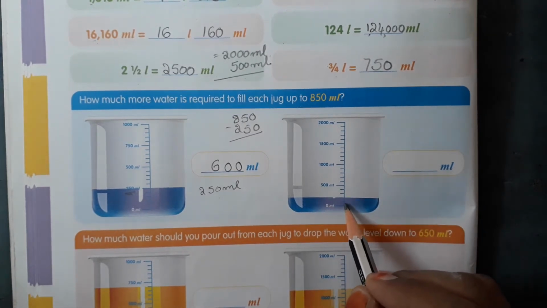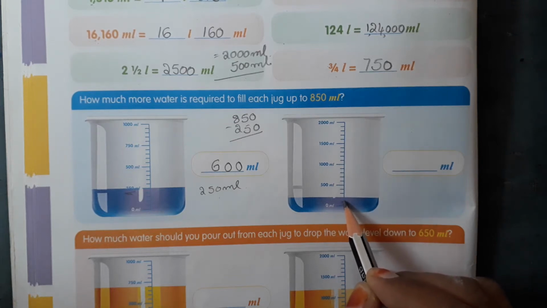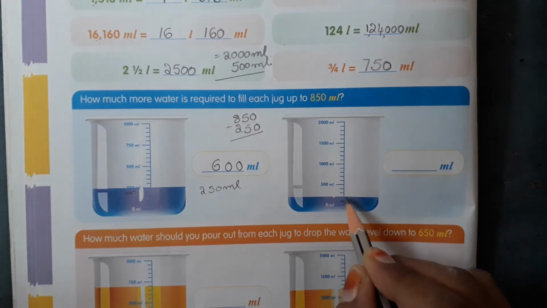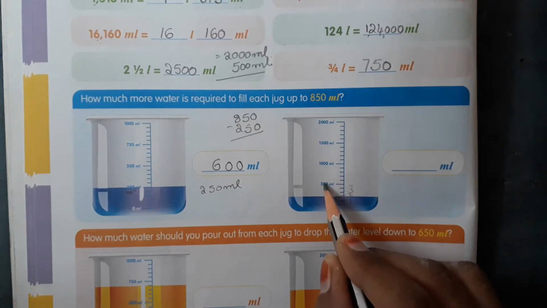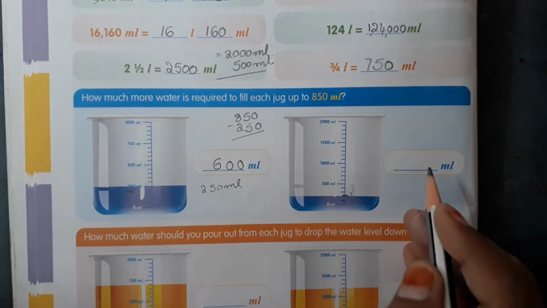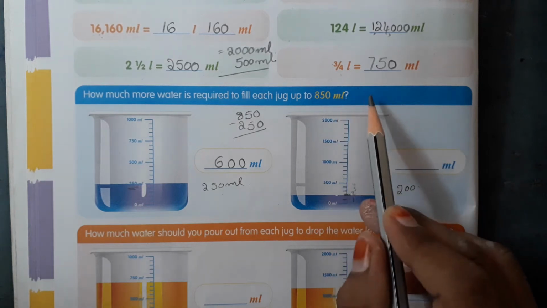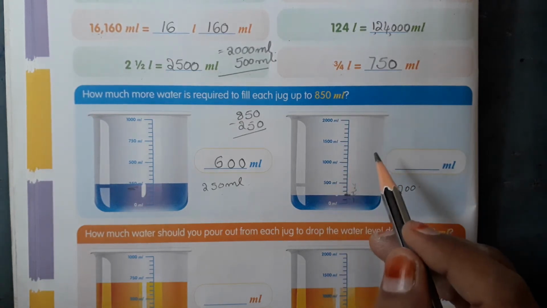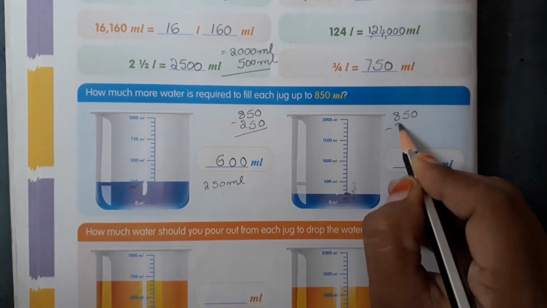Each small line indicates 100 ml, children, here. This is 100, 200, 300, 400. Next, this one 500. So how much quantity is filled here? 200 ml is filled. So if you want to reach 850 ml, how much more water is required to fill here? 850 minus 200.